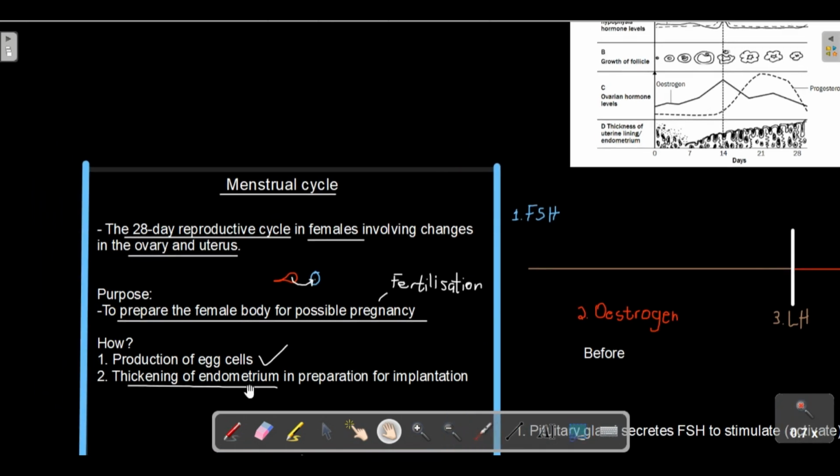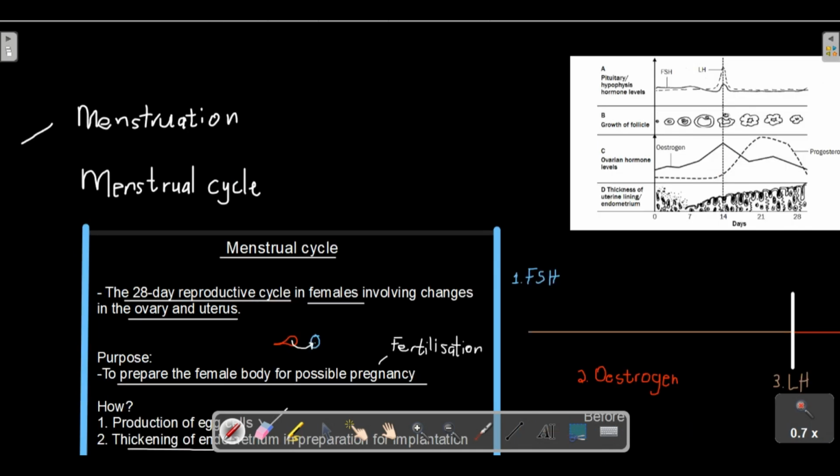Now, a lot of people confuse menstruation and menstrual cycle. These two are totally different from each other, okay? So don't confuse them. Menstruation is an event that is part of the cycle. It's part of the menstrual cycle, and it's actually the first thing that occurs in the menstrual cycle, okay?